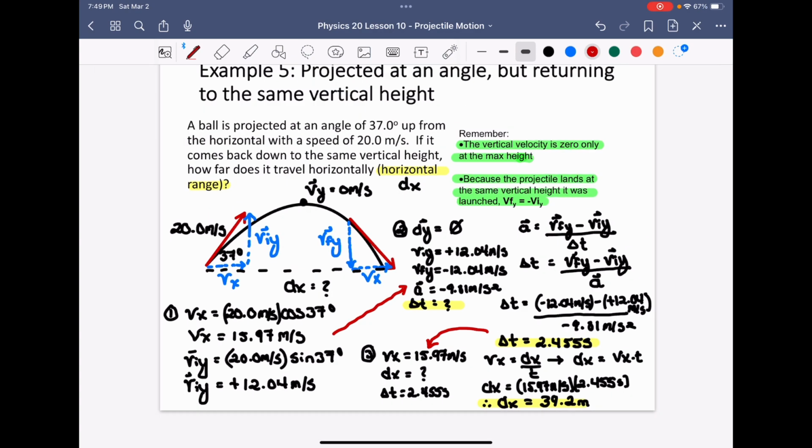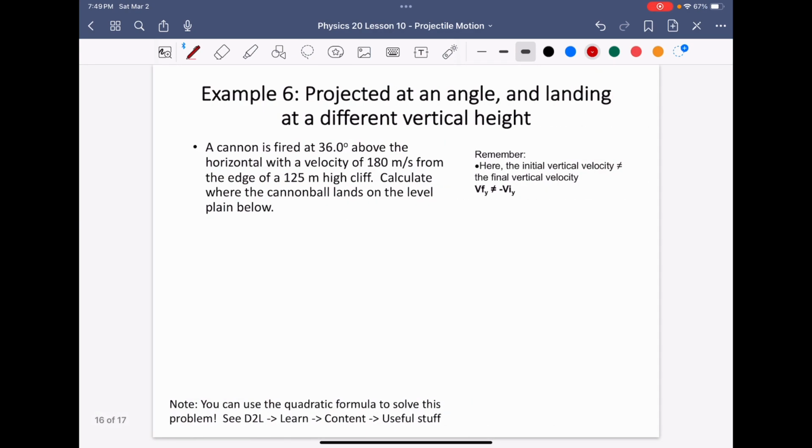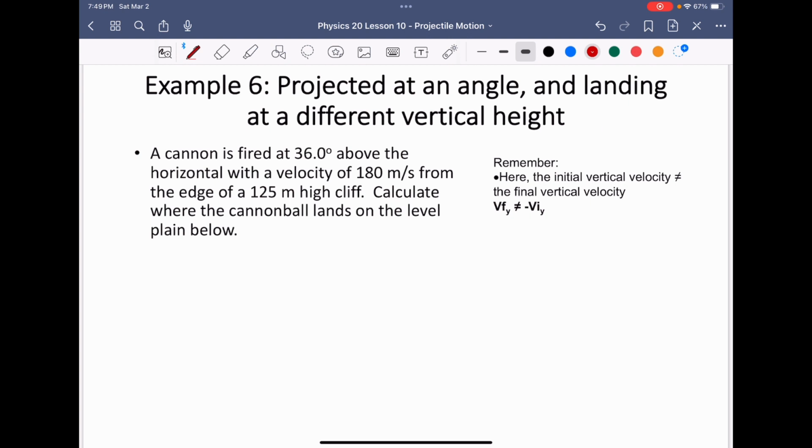All right, we got one more example here. Let's take a look at this one. Again, rather than being a perfect parabola where it starts and ends at the same vertical displacement, now we're going to have something that is at a different vertical height when it ends. One thing you may want to highlight before we start the problem is that if it ends at a different height vertically, we cannot say that these things are equal and opposite anymore. So the final velocity is not just equal to the negative initial velocity and vice versa.